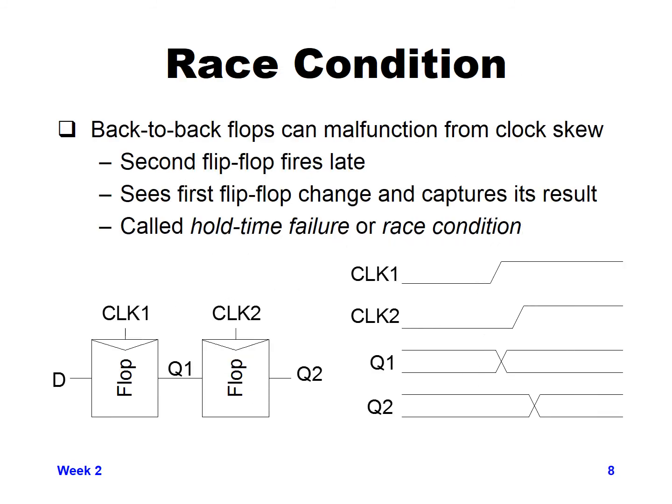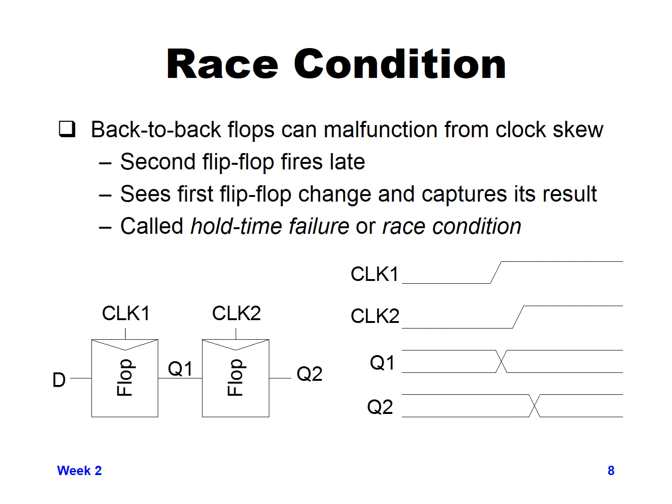So I'm going to take just a couple minutes to talk about one dangerous thing that can happen with your timing and your flops or sequentials, and that's what's called a race condition. Let's say we have two flops in series with each other back to back. The input to one flop, D, goes to its output Q, or Q1, and that output Q1 goes to another flop and creates an output Q2.